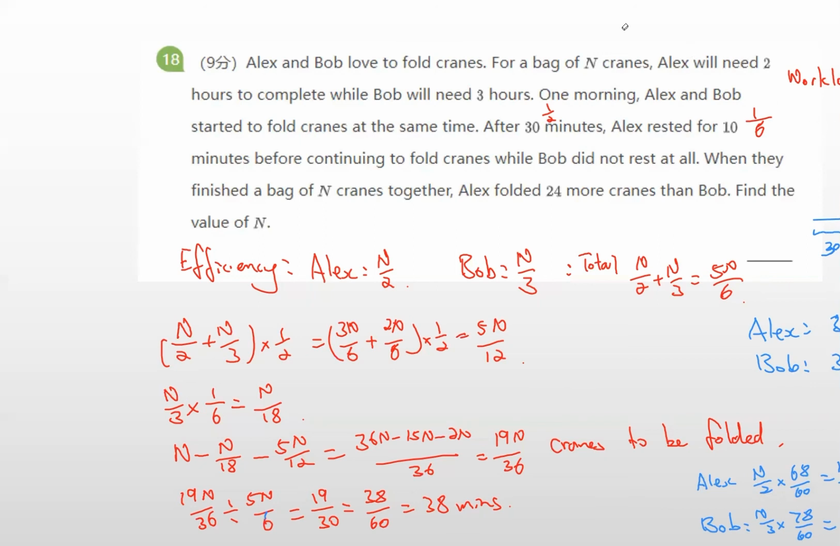Now we see that Alex is 17n over 30, Bob is 13n over 30. So we just use Alex minus Bob, which we get 4n over 30, right? And this is just 24, right? Because Alex folded 24 more cranes. Then you just do the calculation. And it's just 180. So n equals 180. The number of cranes Alex folded is 17n over 30. The number of cranes Bob folded is 13n over 30. And we minus, we get 4n over 30, and that is 24 cranes. And n is 180. Ooh, pretty hard one.